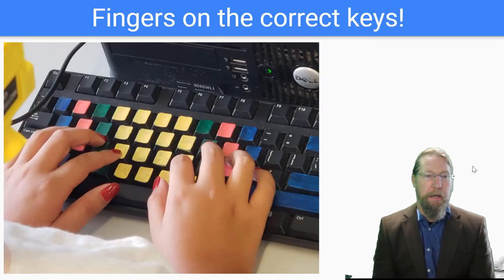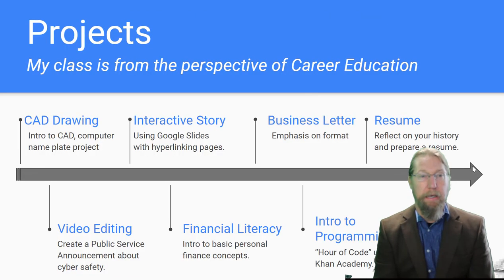And here's an example of what it looks like when the kids are typing, but you can see that the color of the keys corresponds to the finger that should be pressing that key.